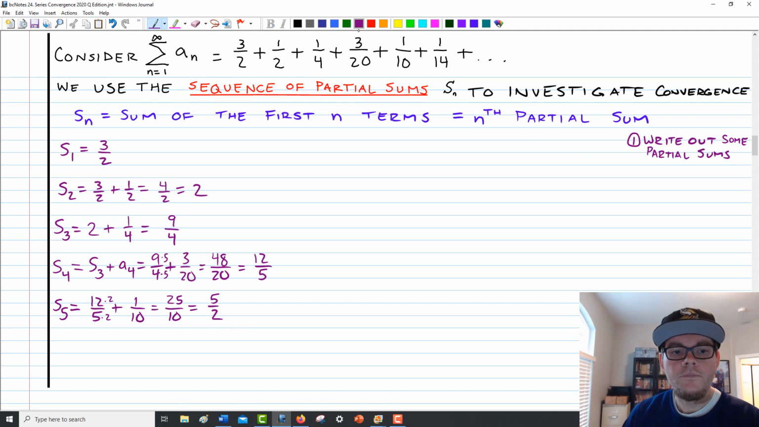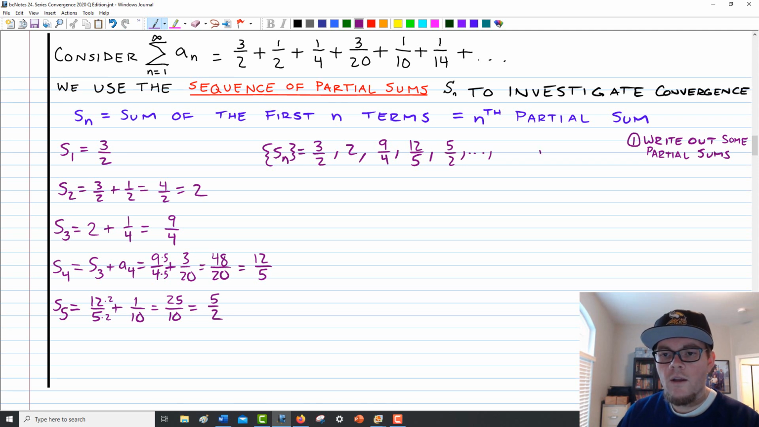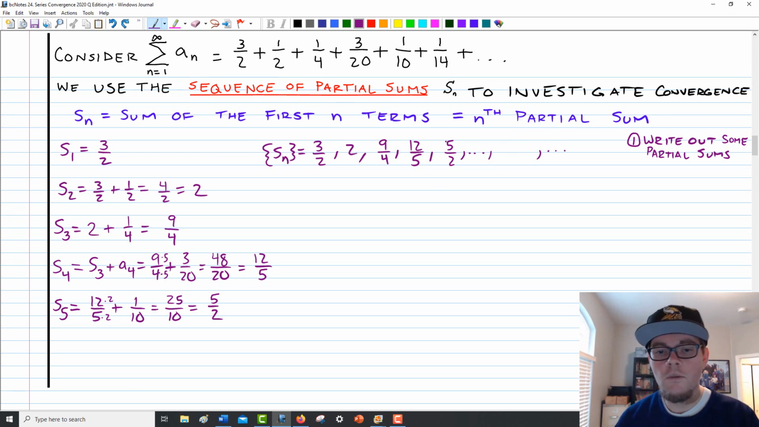We've done that. What that gives us is a sequence of partial sums that we can start to analyze. In this case, we have 3 halves, 2, 9/4, 12/5, and, oops, it's a bad draw, 5 halves. Of course our big holy grail here would be to figure out the general term, like what's happening with this sequence in general.